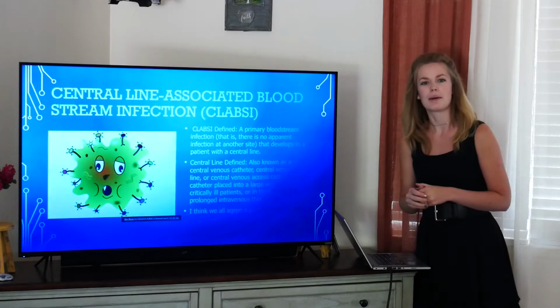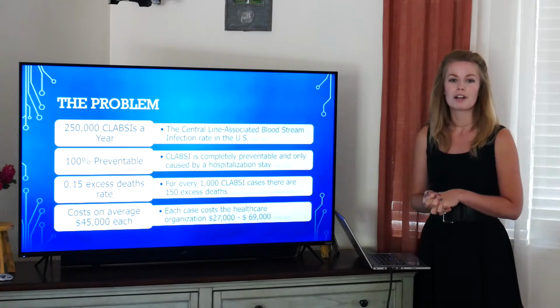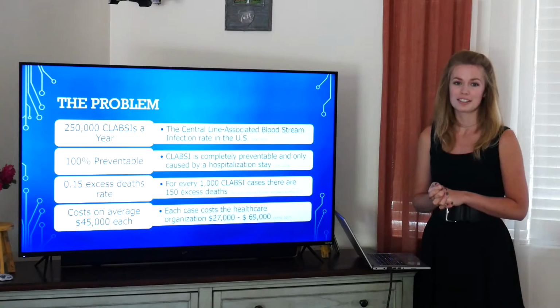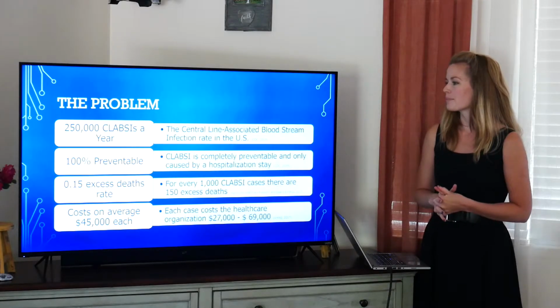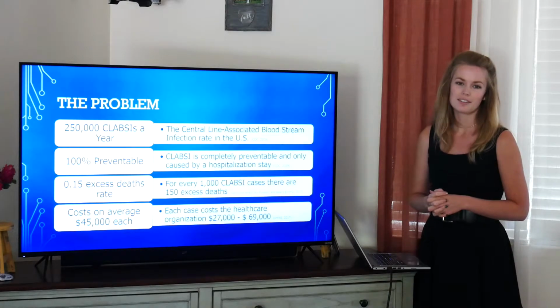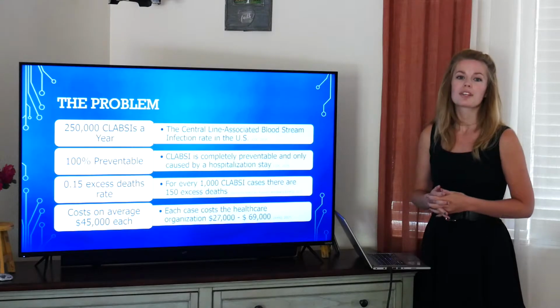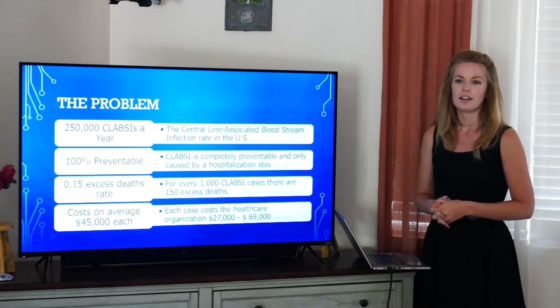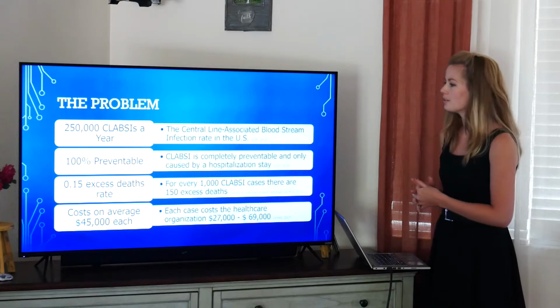The problem with CLABSIs is that they're occurring. They're occurring at a rate of about 250,000 CLABSIs a year in the United States. We learned that from the CDC. We also learned from the CDC that CLABSIs are 100% preventable. These are only occurring because healthcare workers, we are doing something improperly, causing them to occur.